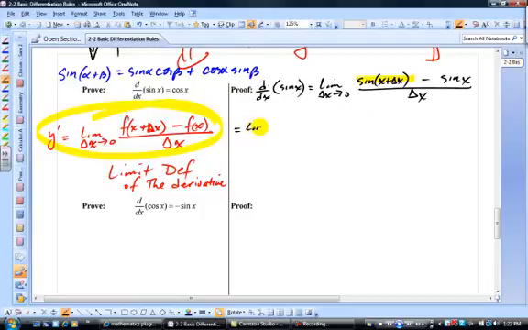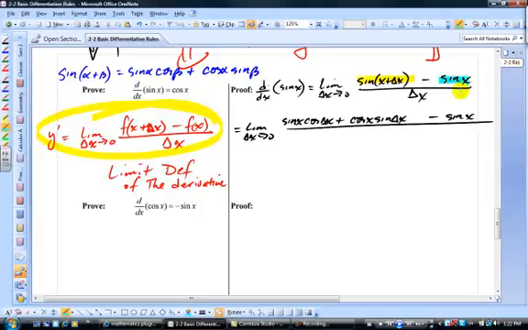So this is equal to the limit as delta x approaches 0 of sine x times cosine delta x plus cosine x times sine delta x, minus the function here. Remember that. This portion is the same. And then all divided by delta x.